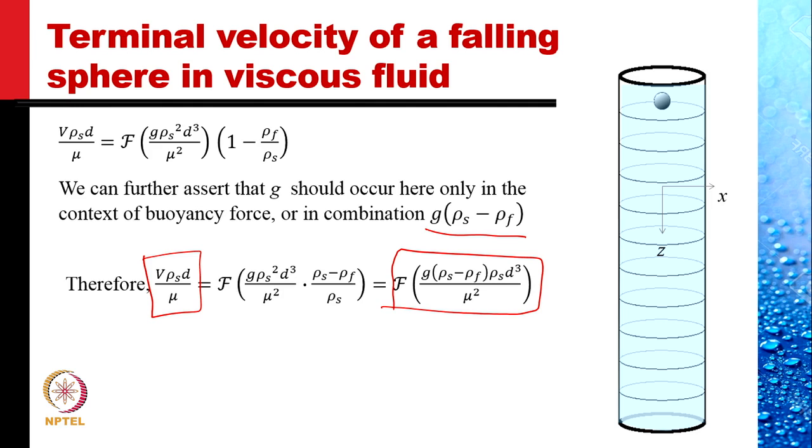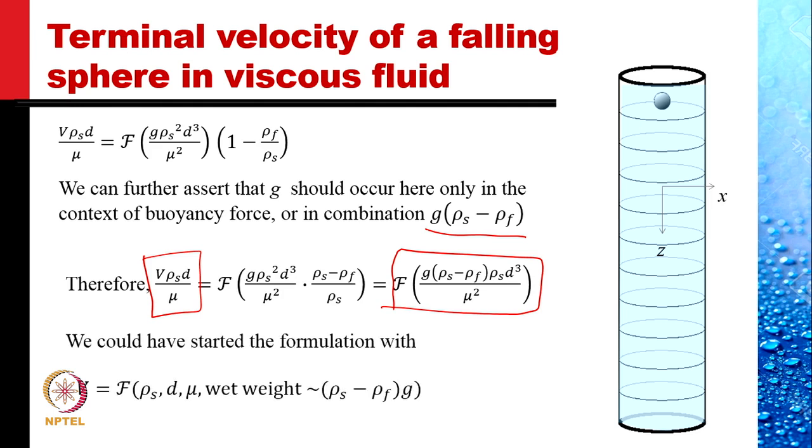And now we can determine this by conducting experiments of that form. Instead of taking two steps to arrive here, we could have started out with a formulation that velocity is a function of rho s, d, the diameter, mu, and the wet weight of the sphere. That is the net weight.